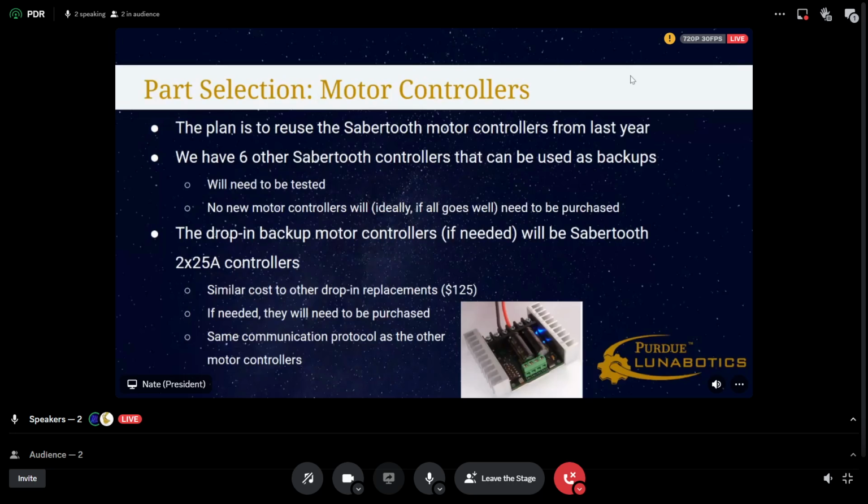If we do happen to fry more than 6 motor controllers, the backups will be more Sabertooth controllers. They're about a similar cost, the Sabertooth dual channel 25 amp controllers, but they're drop-in replacements, so they use the same communication protocol as the others. So there's nothing we need to change. We just need to replace the actual motor controller.